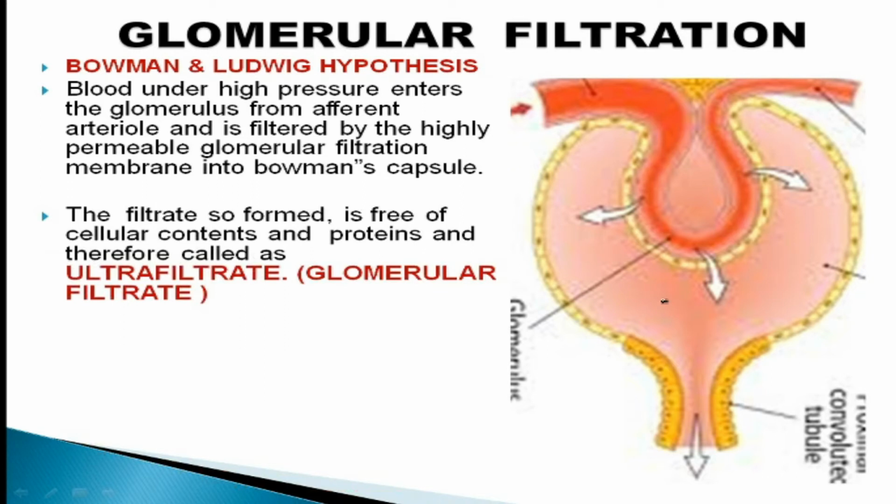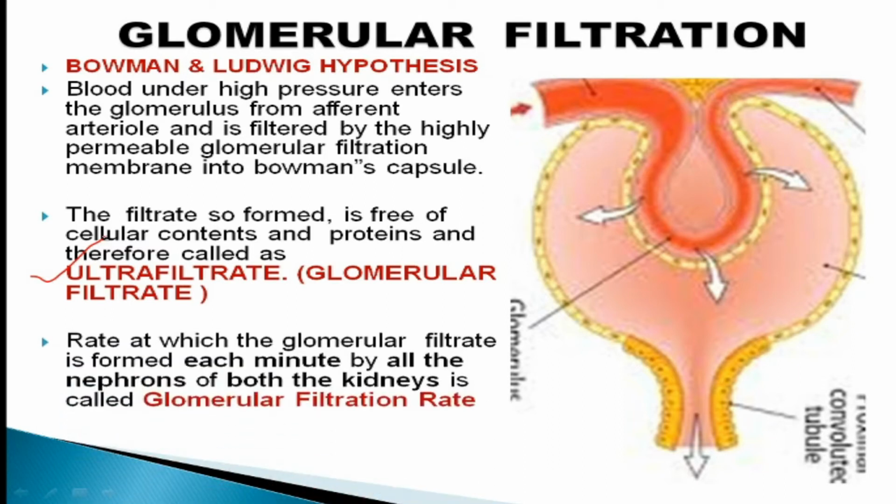So finally, under high pressure, when this fluid gets filtered, the filtered fluid so formed is free of the cellular contents and the proteins, and the word therefore known as ultrafiltrate is utilized for this fluid. So that means ultrafiltrate is actually a filtrate which is formed by filtration of the fluid across the glomerulus, and it is a filtrate which is free of the cellular contents and the proteins.